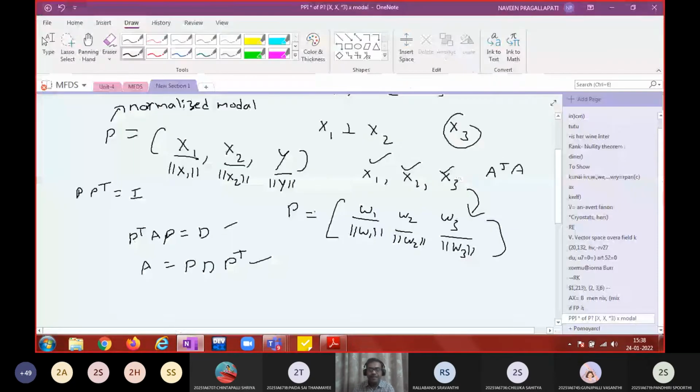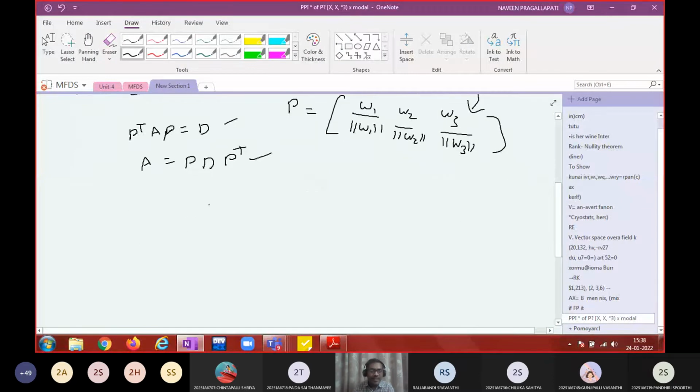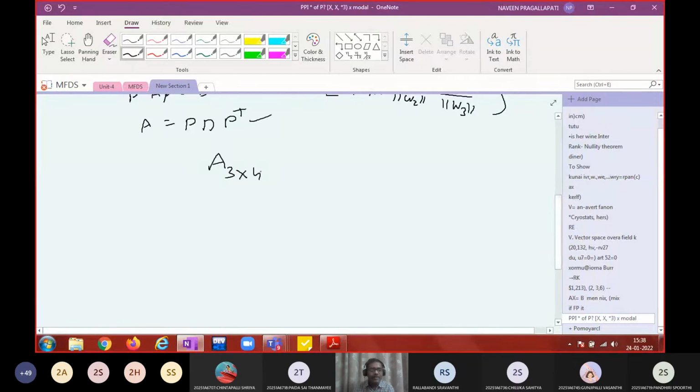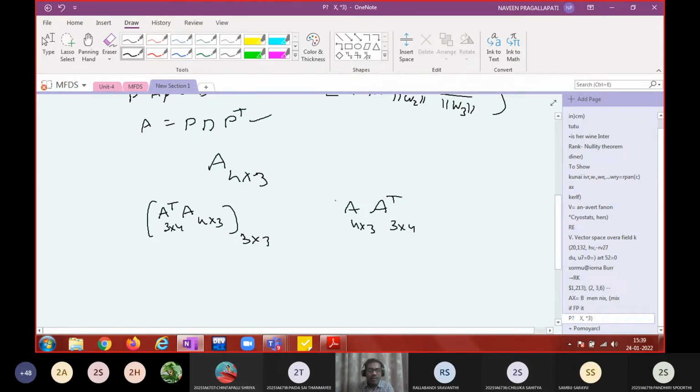Note that suppose A is a 3 by 4 matrix, or consider A is a 4 by 3 matrix. Then what is A transpose A? A transpose is 3 by 4 and A is 4 by 3, so it is a 3 by 3 matrix. Similarly, A is 4 by 3 and A transpose is 3 by 4, so the product A A transpose is a 4 by 4 matrix.